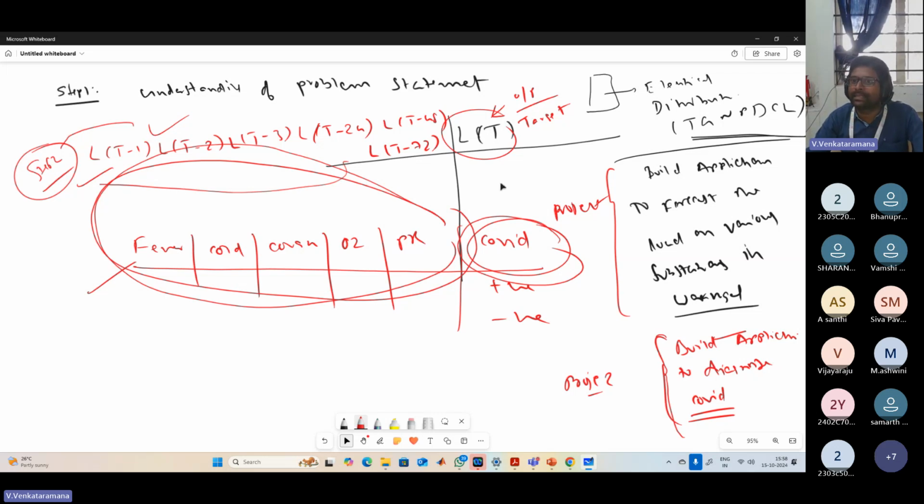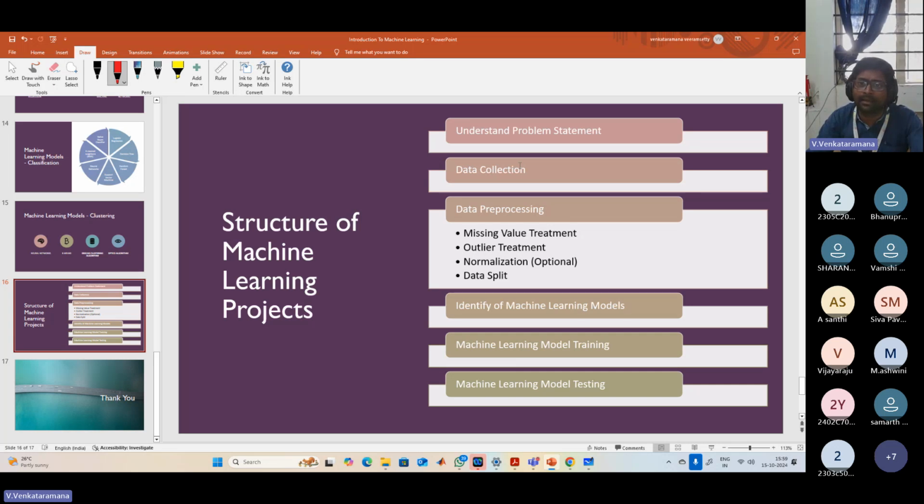So I think you are clear with all the things. Problem statement understanding, identify the input and output features, and later you have to collect the data from the organization for whom you are working. Okay, more appropriate data based on the domain that you are choosing. That is called data collection. I think you are clear, right? So you have to collect the data.